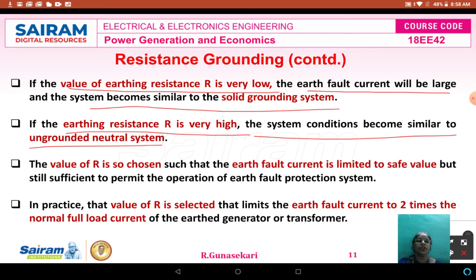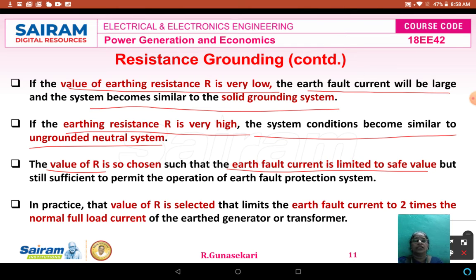Students, keep it in your mind. If the earthing resistance value R is low, the system acts as a solid grounding system. If the earthing resistance R value is very high, the system acts as an ungrounded neutral system. So because of the choice of the value of earthing resistance R, the earth fault current is limited to a safer value.